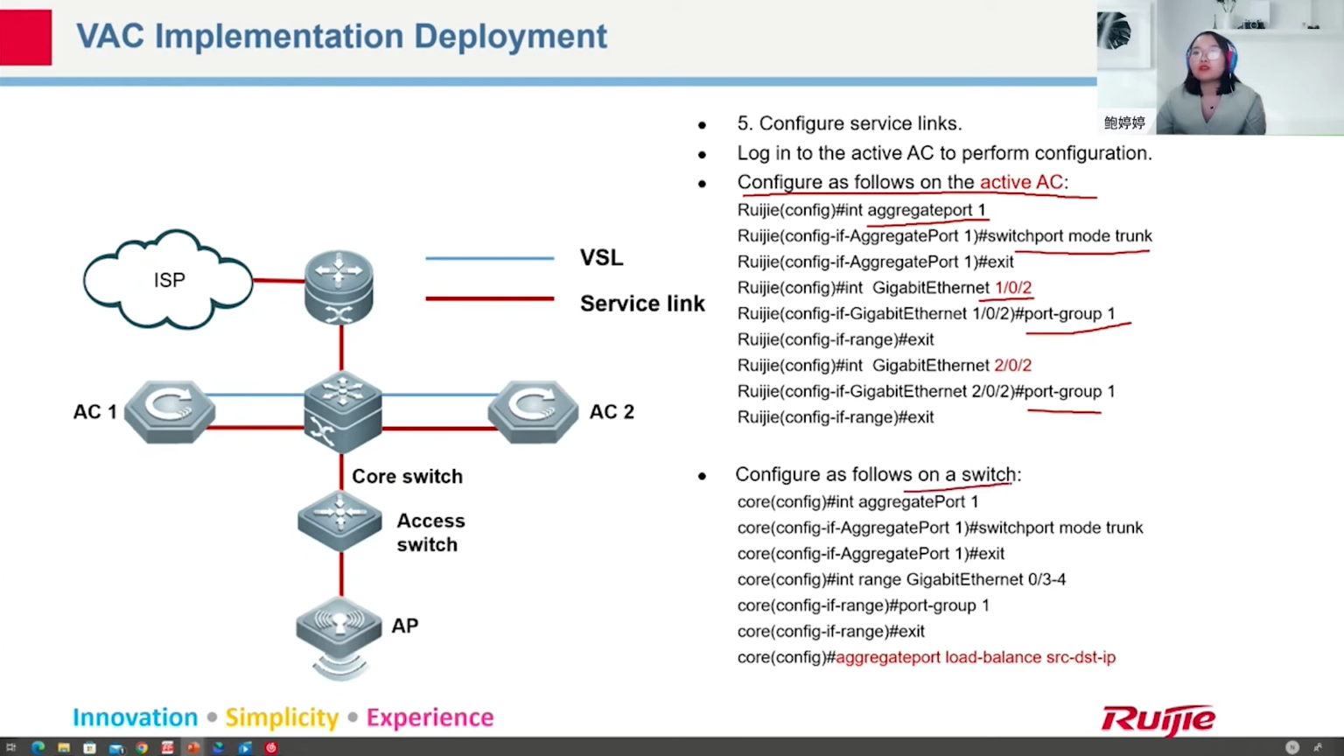And another one on the switch. On the core switch, you also have to create a link aggregation interface and switch the mode to trunk. And add two interfaces, 3 and 4, which connect the service links with AC1 and AC2, and add these interfaces into the group. And pay attention to add the load balance function on the core switch aggregate port: load balance, source and destination IP address.